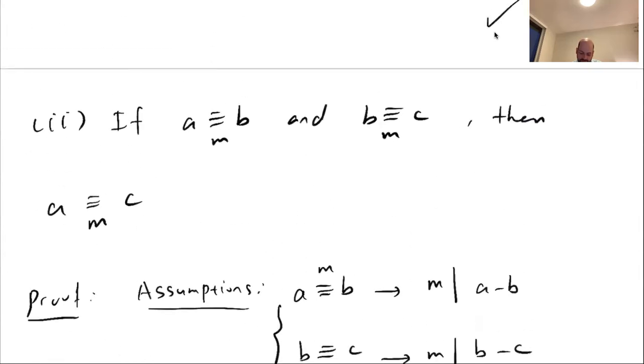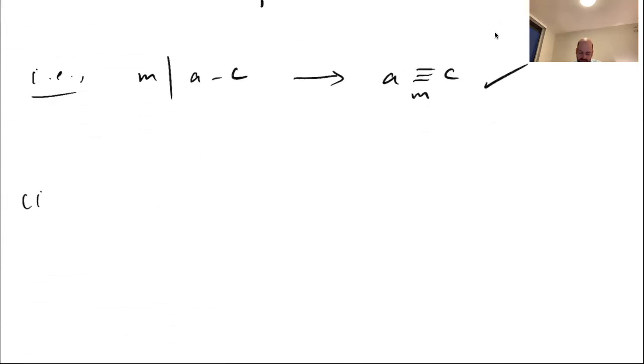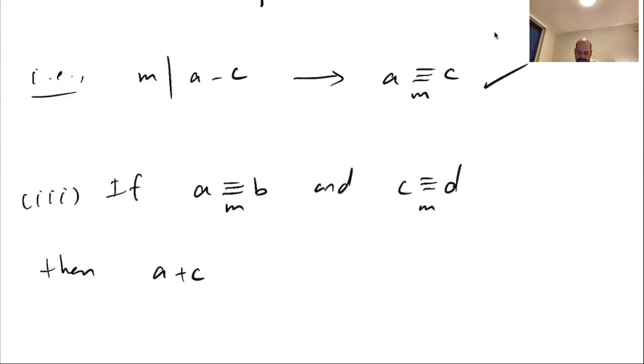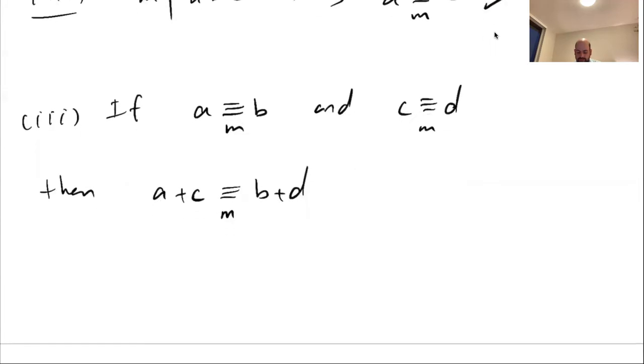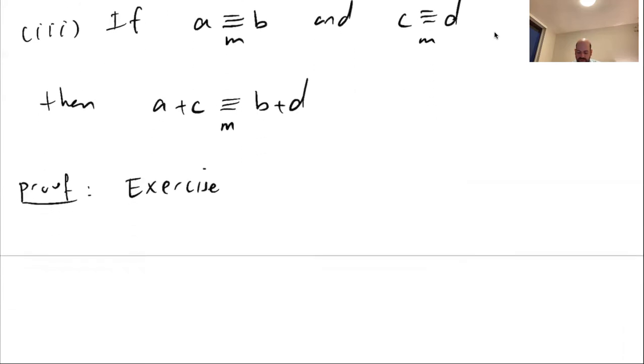Now other properties. So this was property 2. Property 3: if A is congruent to B modulo M and C is congruent to D modulo M, then A plus C is congruent to B plus D modulo M. Proof: let me leave this one as an exercise. I'm going to give the proof for the next one, which is similar.